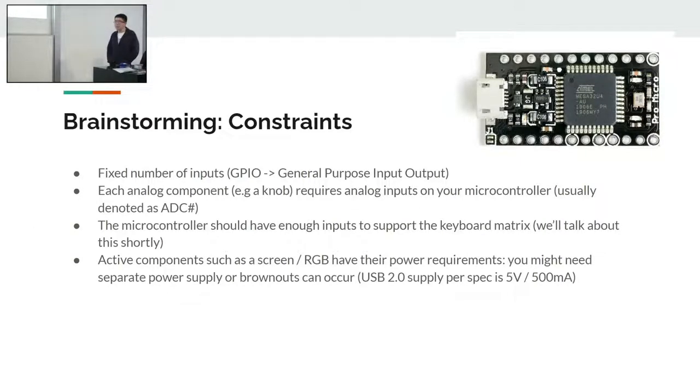Your keyboard will require a certain number of inputs, and your microcontroller, which is the little chip there, has to be able to take in and handle that amount of inputs. Each analog component, for example if you decide to add a knob, needs an analog input. So you have to consult the datasheet of your microcontroller to figure out what hard limits you have.